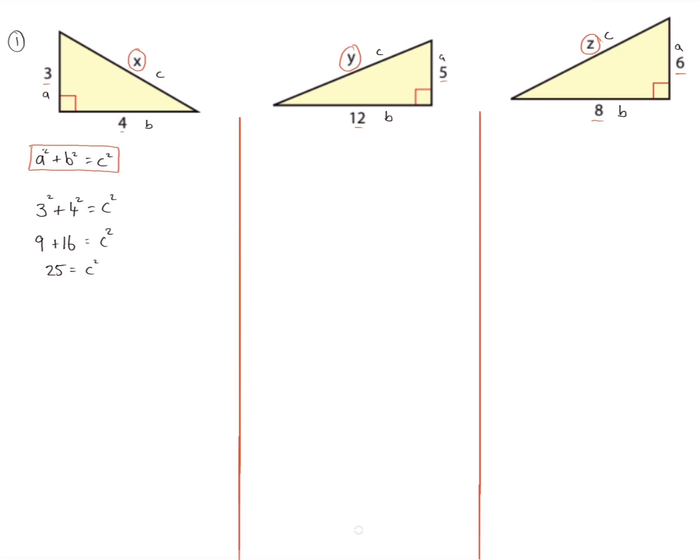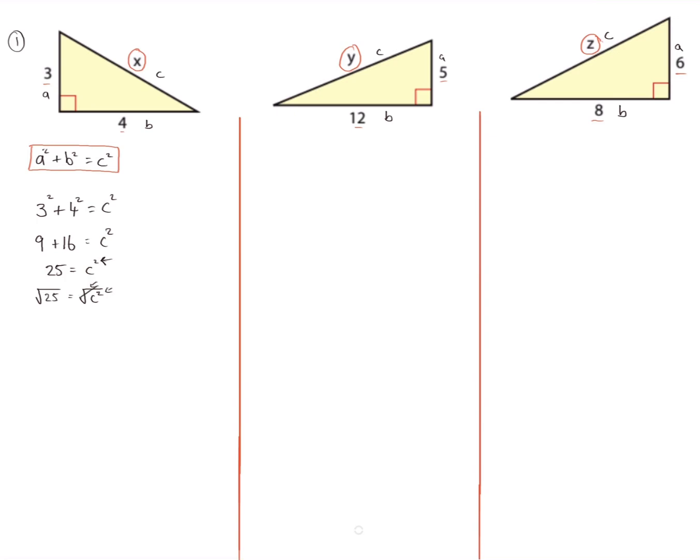Now, I want to find out what C is, not C squared, okay? I want to get rid of this little squared. And we get rid of it by square rooting both sides. So I square root 25 and I square root C squared. And what happens is this square root here and this squared, they cancel each other out, okay?